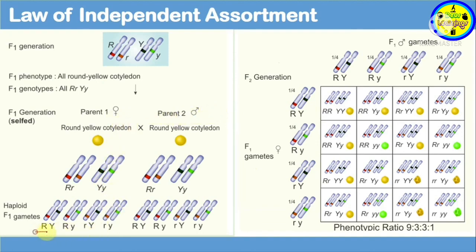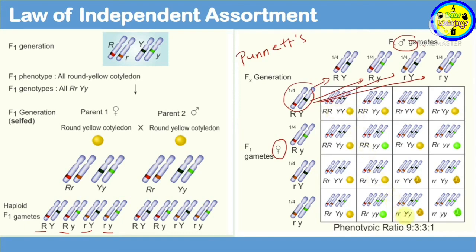Let's see the different combinations we have. I already showed you. When they combine, this is a Punnett square. In the Punnett square, we put the female gametes on one side and the male gametes on the other side. When this one fertilizes with this one, or this one with this one, we do the same with all of them and get different combinations. So you can see the phenotype ratio is 9:3:3:1. So what is 9:3:3:1?